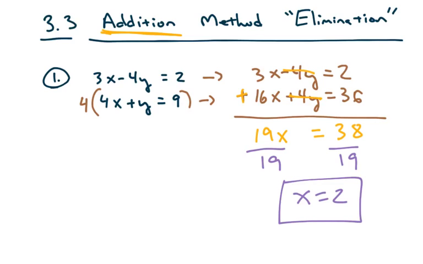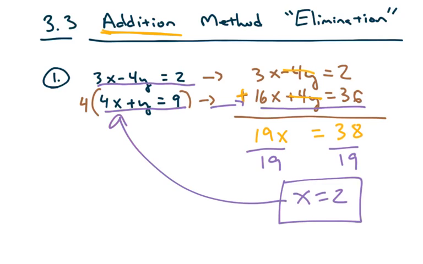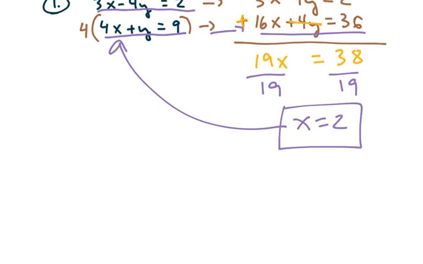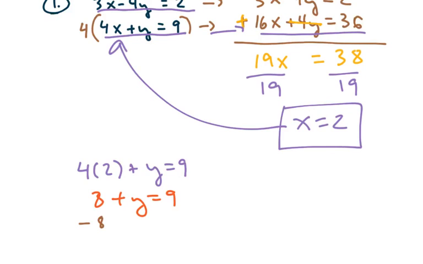And then from here, I can use whichever equation I want. I can use the top one, I can use the bottom one, or I can use the amplified version of the bottom one and substitute x in. So I like to substitute into this one here because everything is positive initially. So I'm left with 4 times 2 plus y equals 9. And then 4 times 2 is 8, so 8 plus y is 9. I'll subtract out the 8, and y becomes 1. So this tells me that my answer is (2, 1).